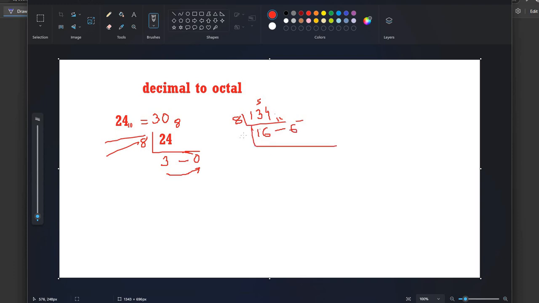Okay, now we need to divide it by how much? 8 again. So 8 2s are 16, remainder 0. So the answer will be 134 to the base 10 equal to 206 to the base 8. This is the correct answer. Okay, note it down. This is the correct answer.